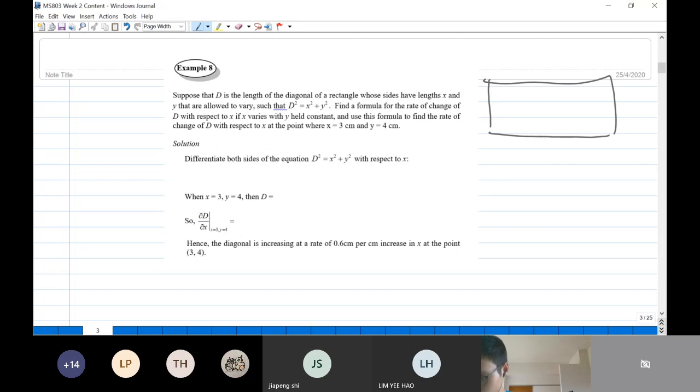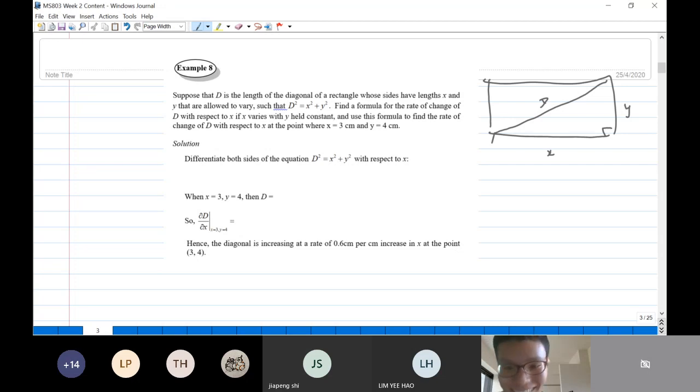Okay, a rectangle has two sides. The longer side is called the length, x here. The shorter side is called y. The diagonal is called d. It is up to you which diagonal, there are two diagonals. So this is d here. A rectangle has a right angle, right? So that means I know what d squared is now.